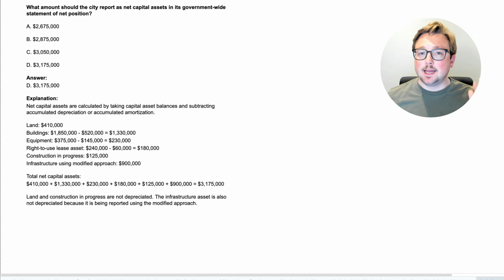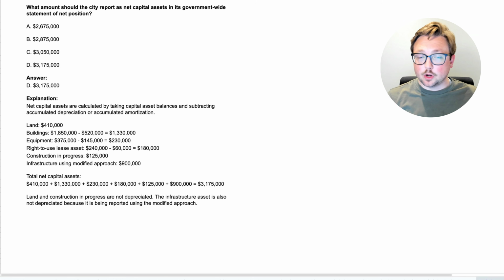The answer is D, $3,175,000. That's the amount that's going to be included as net capital assets. So let's go through this. Net capital assets are calculated by taking capital asset balances and subtracting the accumulated depreciation or accumulated amortization. Again, pretty straightforward if you know anything about depreciation.